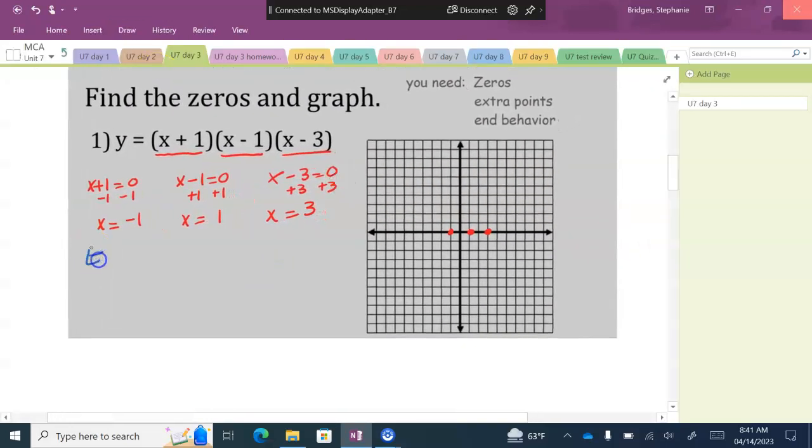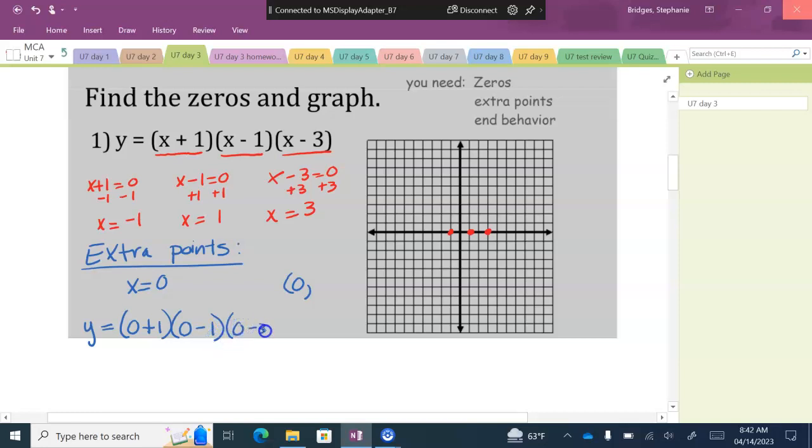Okay, so for my extra points, the first one I'm going to start with is 0. So if x equals 0, to find the ordered pair, what the value is when x is 0, I'm going to go back to the original equation. Everywhere there is an x, I'm going to plug in a 0, and I'm going to solve that for y. So my original equation is y equals, in parentheses, x plus 1, but I'm putting in a 0 in place of x. Then x minus 1, again putting in a 0 in place of x. And then x minus 3. So everywhere there is an x, I'm plugging in 0.